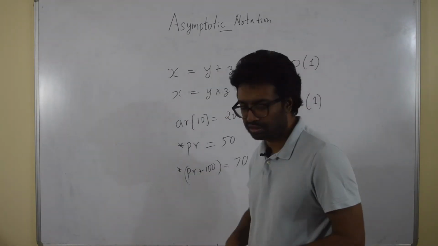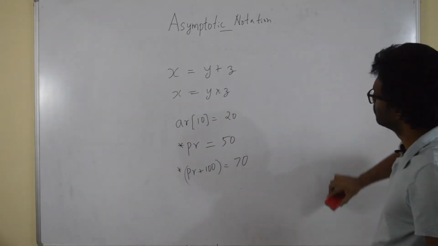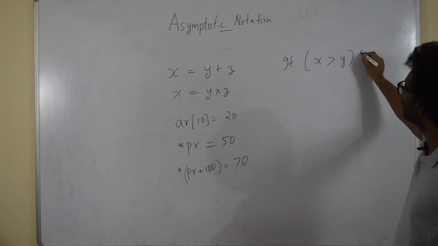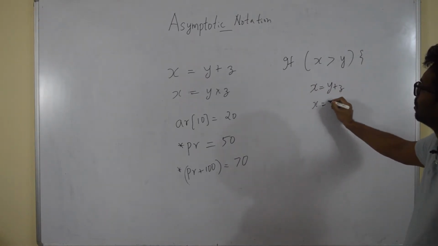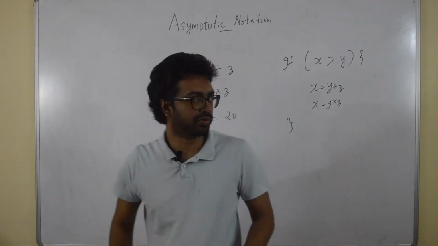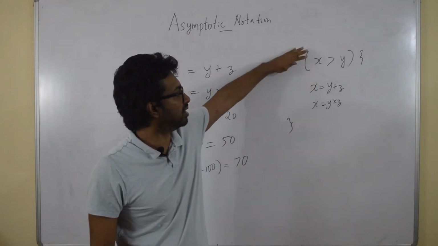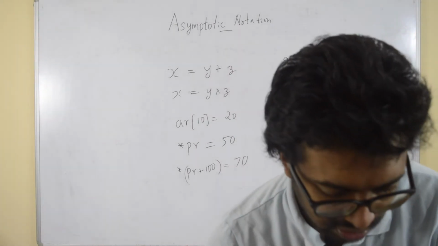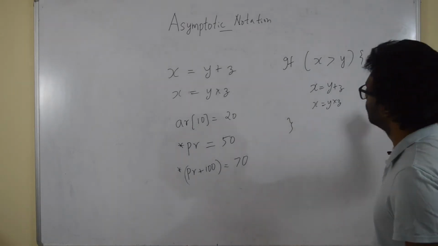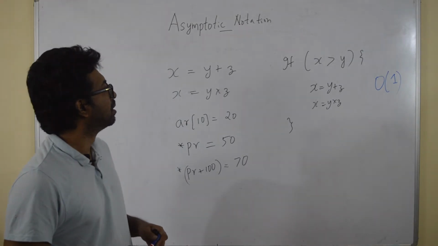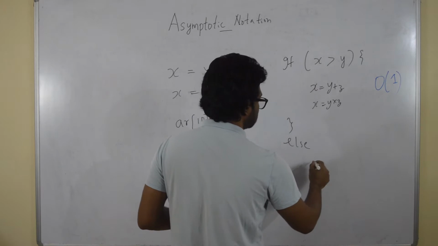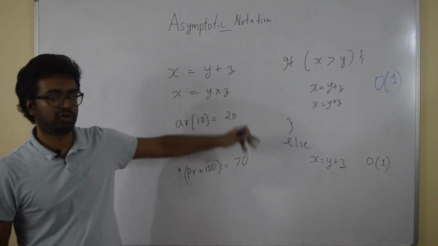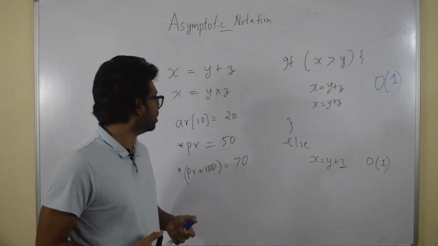Now, what about this? If I have an if condition, if x is greater than y, and I have x equal to 0, this is also an order one operation. This is constant time, this is constant time, and this check is also constant time. So again, this is also order one. If I had an else block of code, this is also order one. I hope you are getting the picture.